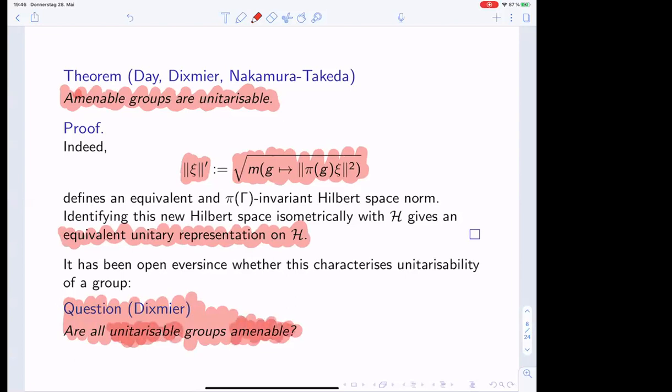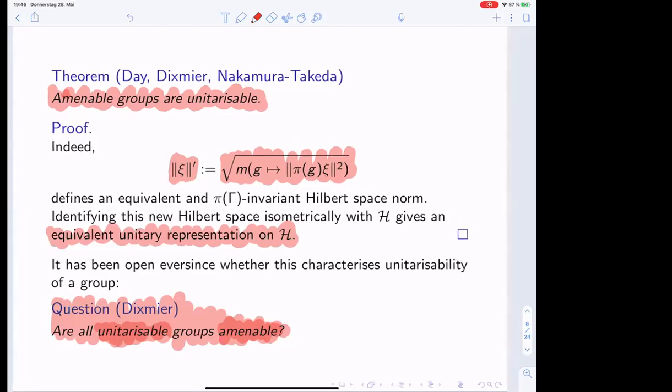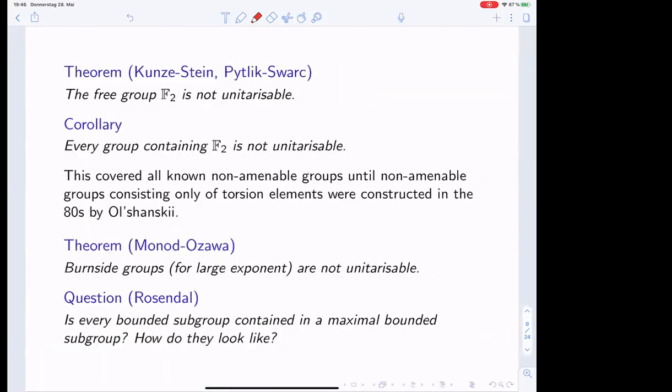Are unitarizable groups automatically amenable? So when he was asking this question, it was not clear that amenability, or at least some strong negation of amenability, would be an obstacle. But I guess he had the correct feeling, because it was shown soon after that the free group on two generators is not unitarizable, right?